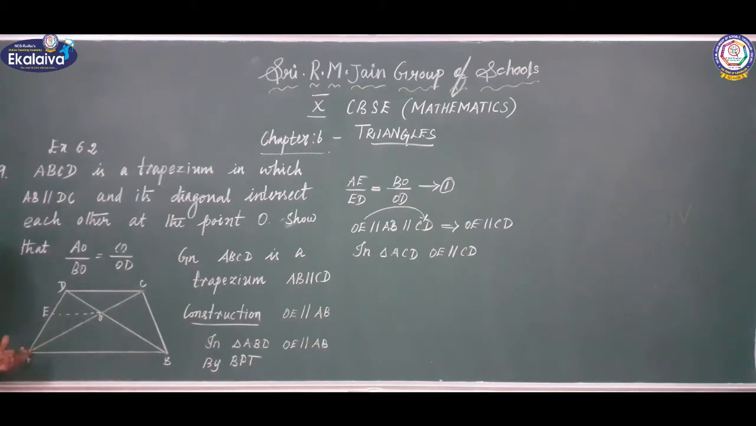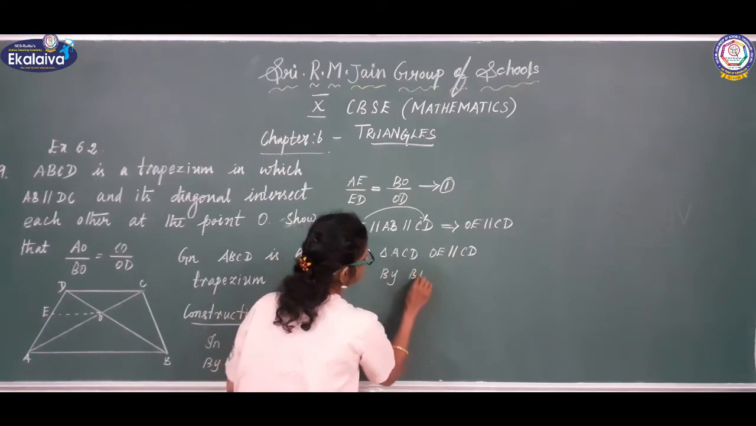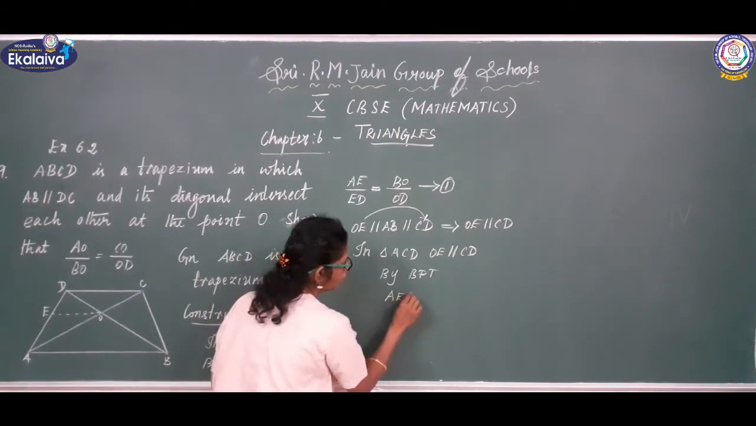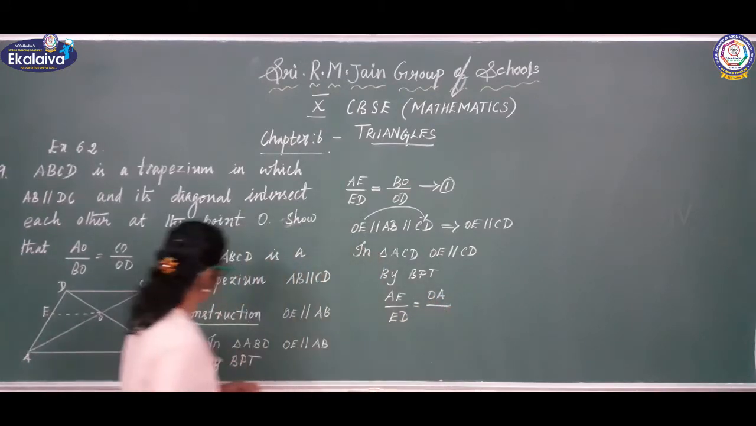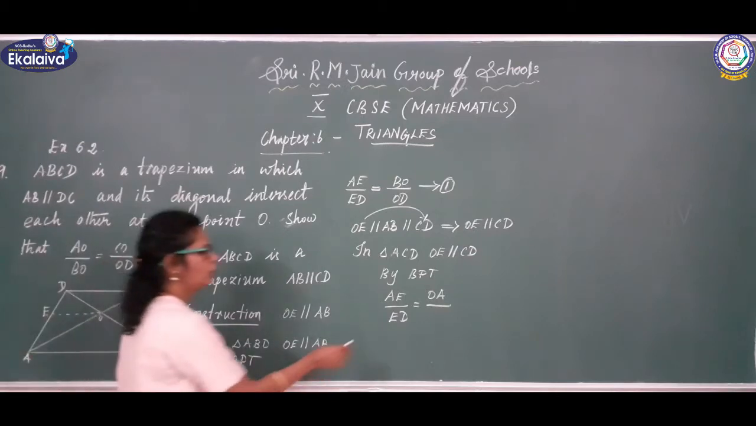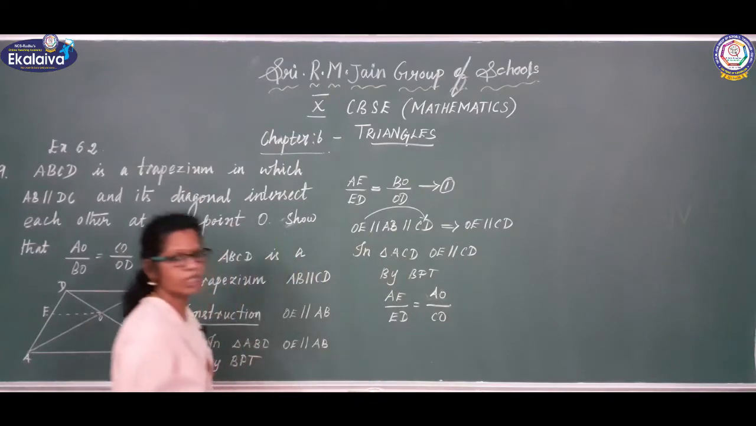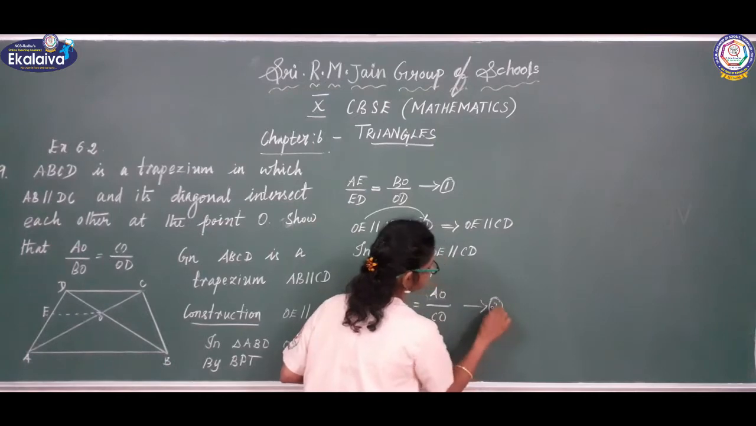Again you are going to apply Thales theorem, by BPT. By BPT, what is your conclusion here? AO by OC equal to AE by ED. AE by ED equal to AO by, better you write, AO by CO. This is your equation number 2.